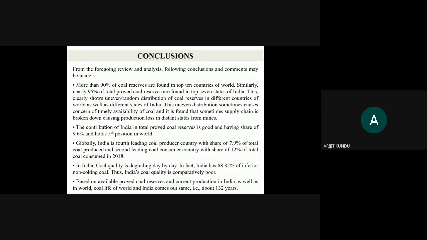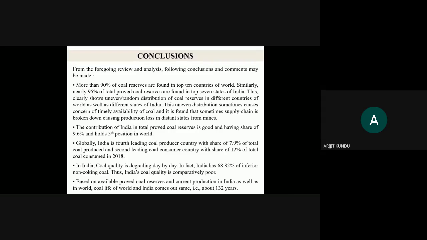The contribution of India in total proved coal reserves is good, with a share of 9.6%, holding fifth position in the world. Globally, India is the fourth leading coal producer with a share of 7.9% of the total coal produced, and the second leading coal consumer with a share of 12% of the total coal consumed in 2018. In India, coal quality is degrading day by day. In fact, India has 68.82% of inferior non-coking coal. Thus, India's coal quality is comparatively poor.